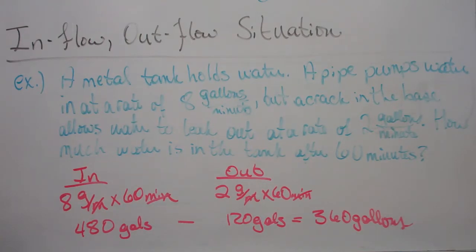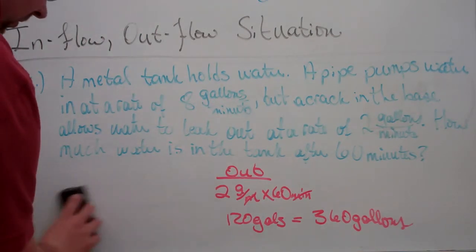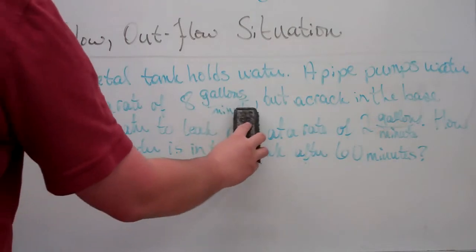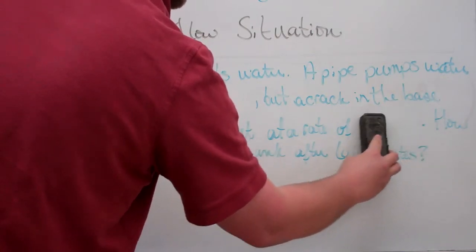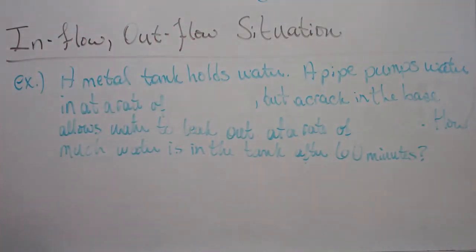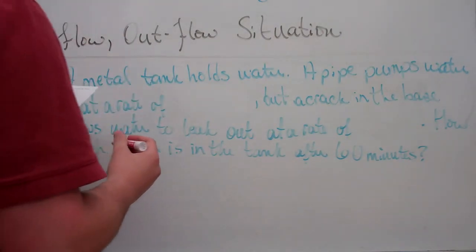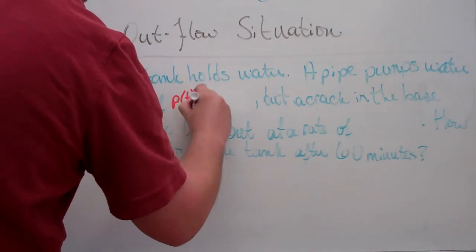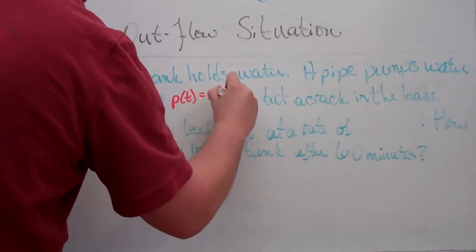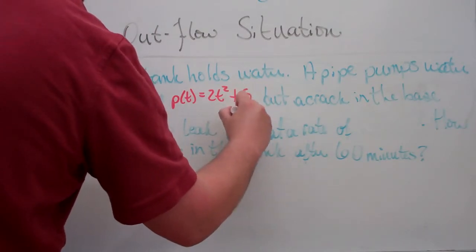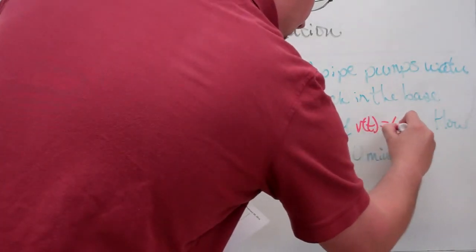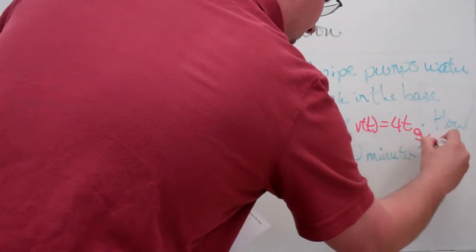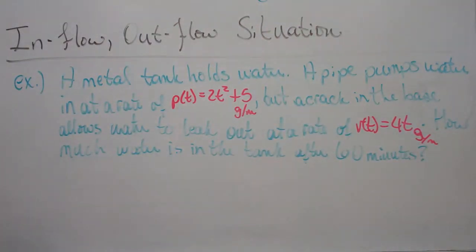Now let's do one more example, and I'm going to change it up a little bit. Instead of giving us a nice 8 gallons a minute going in and 2 gallons a minute leaking out, it's going in at a rate of P of T equals 2T squared plus 5 gallons per minute, and it's leaking out at a rate of R of T equals 4T gallons per minute. So now, how do we do this? We still want to know how much is in the tank after 60 minutes.